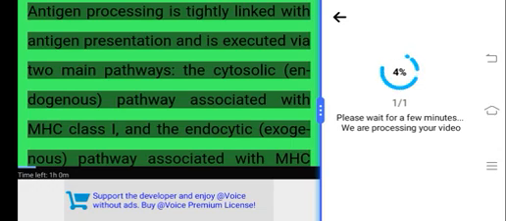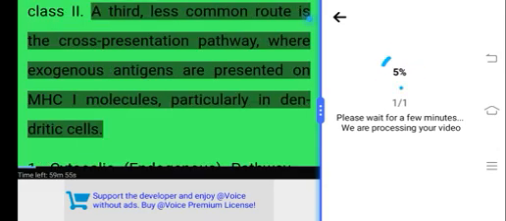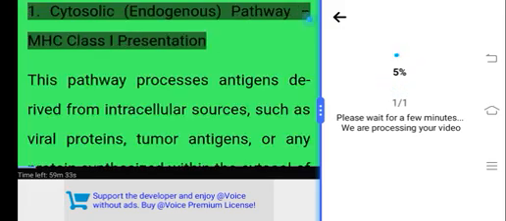Antigen processing is tightly linked with antigen presentation and is executed via two main pathways: the cytosolic endogenous pathway associated with MHC class I, and the endocytic exogenous pathway associated with MHC class II. A third, less common route is the cross-presentation pathway, where exogenous antigens are presented on MHC1 molecules, particularly in dendritic cells. 1. Cytosolic endogenous pathway, MHC class I presentation.